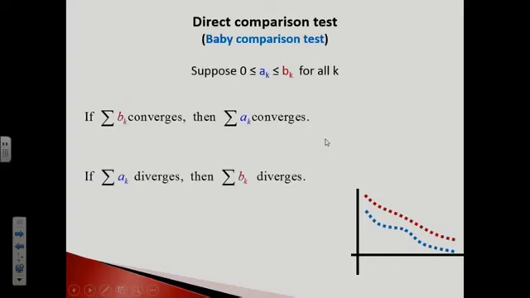What does this test say? Let sigma a_k and sigma b_k be series with non-negative terms. The series sigma a_k converges if it is smaller than a convergent series. The series sigma b_k diverges if it is larger than a divergent series sigma a_k. That is, smaller than convergent is convergent, and bigger than divergent is divergent.